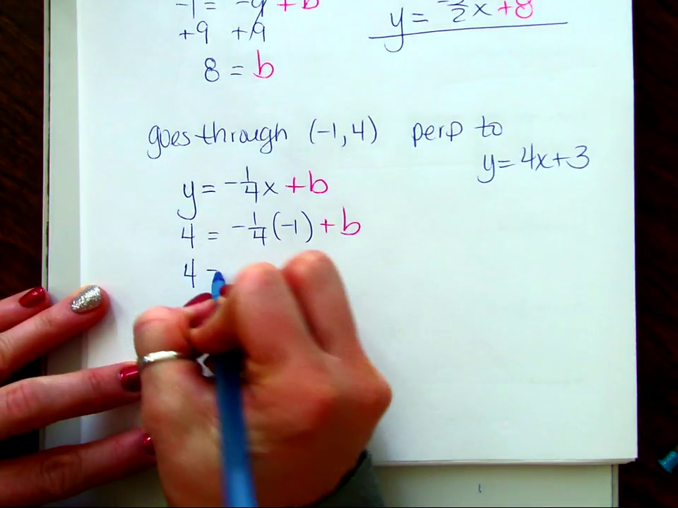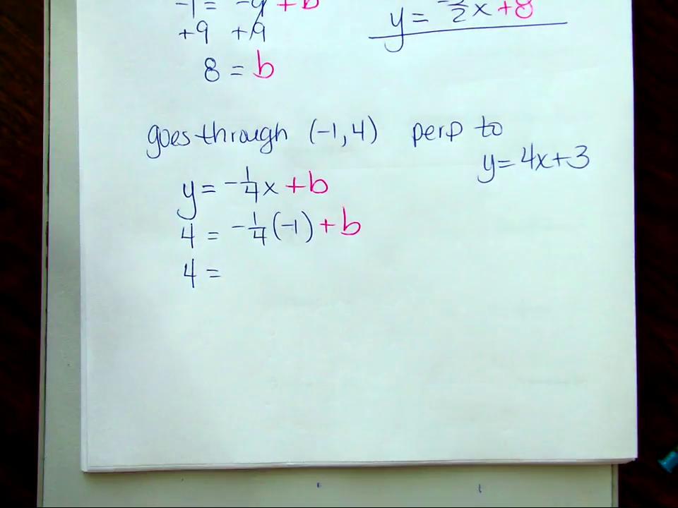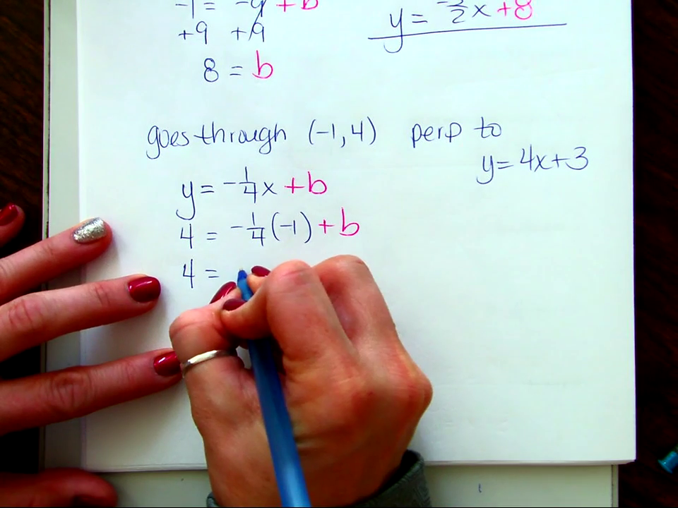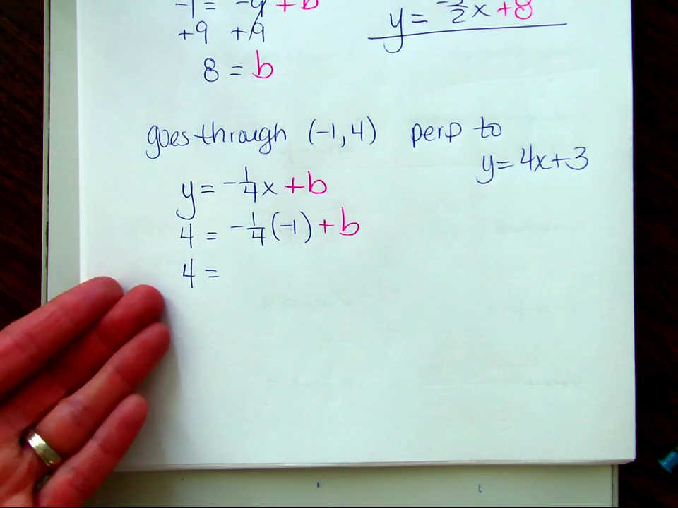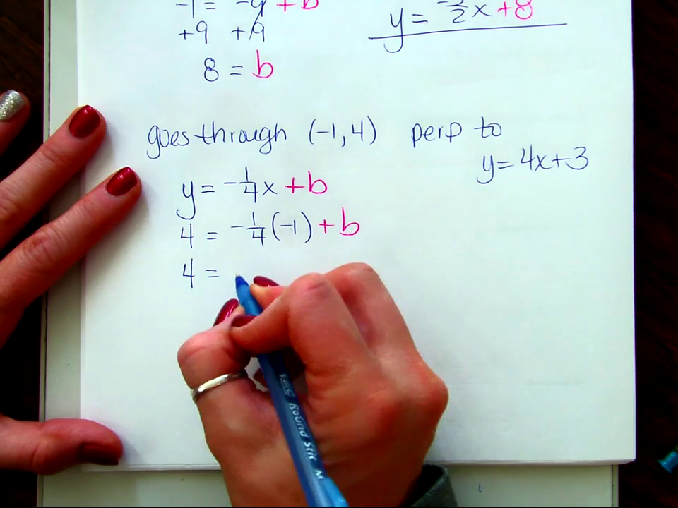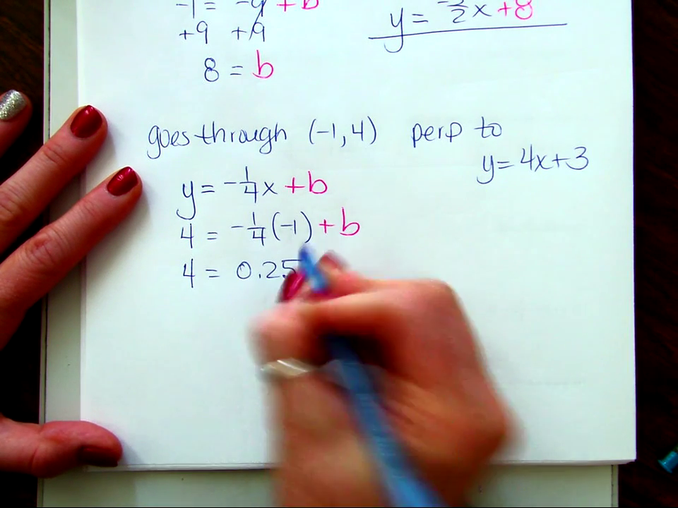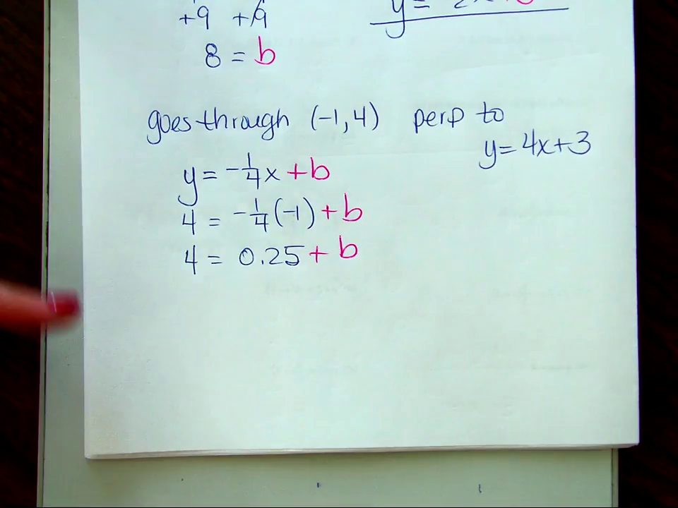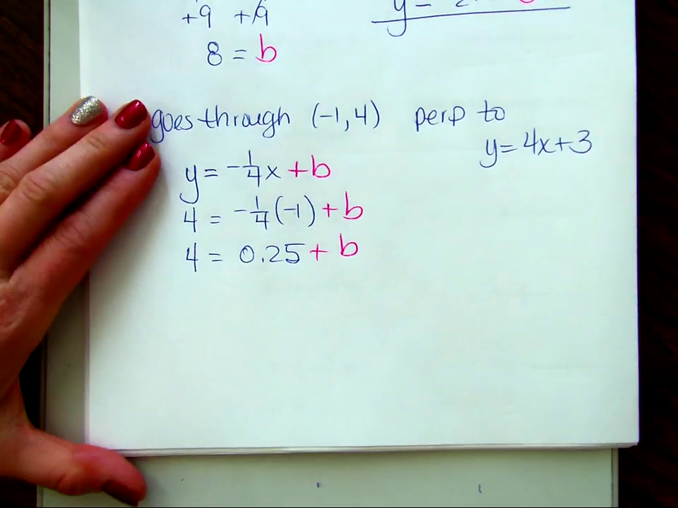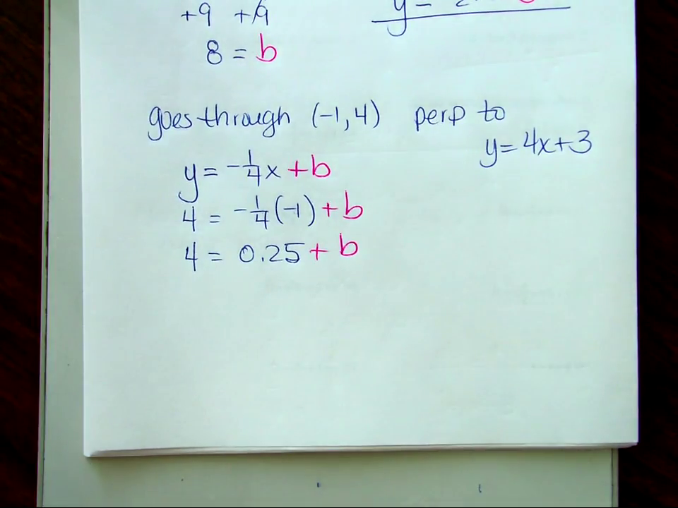Negative times negative is positive, and 1/4 times 1 is 1/4. But guess what? When I subtract 1/4 from both sides, I don't want to have to deal with subtracting a fraction. Would it be easier to take a quarter away? Isn't 1/4 a quarter? Do you know why we teach you these things in 6th grade and 7th grade and 8th grade? So you can convert fractions to decimals and decimals to fractions?